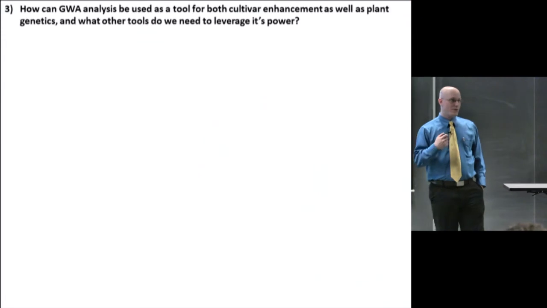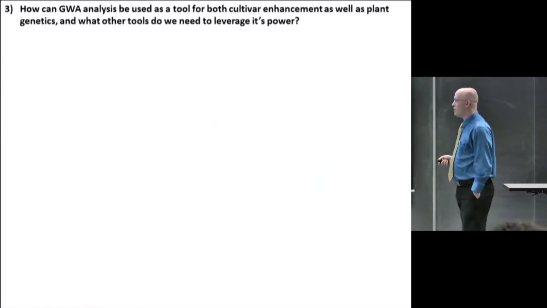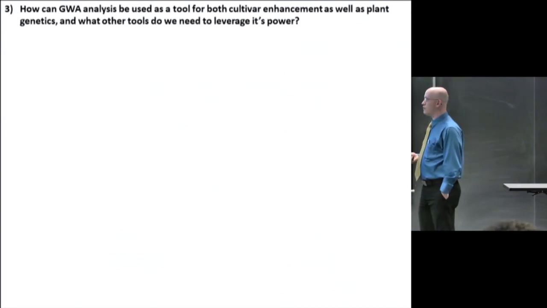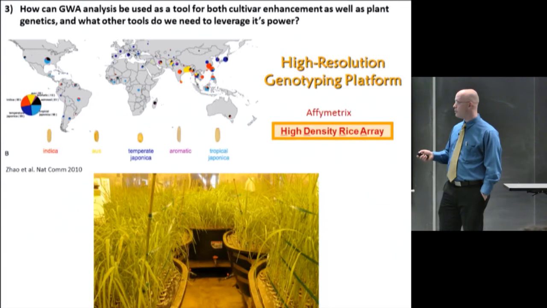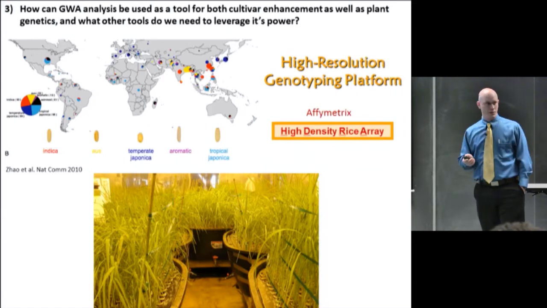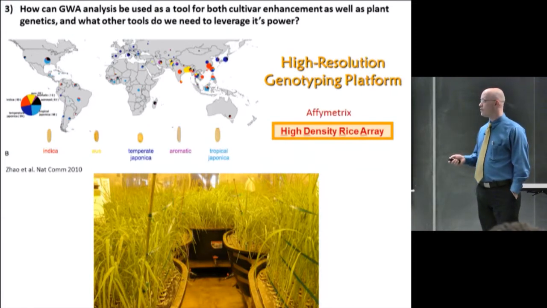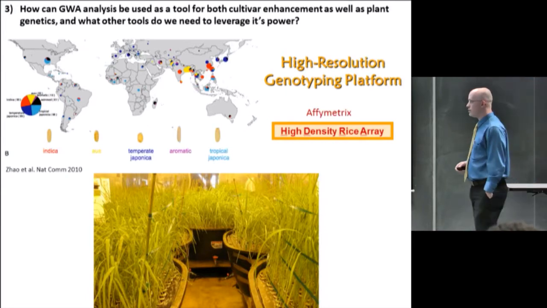Okay, so this is where we start getting into some of the more fun stuff with the genome-wide association mapping. How can GWA analysis be used as a tool for both cultivar enhancement as well as plant genetics? Okay, RDP1, plant breeding department. 500 lines, both wild and domestic. We're going to show you the analysis of the domestic lines. There are 400 domestic lines collected from 79 countries. They've all been genotyped with a high-density SNP array, and they've all been grown in hydroponic conditions.